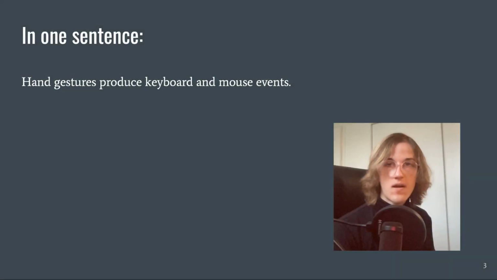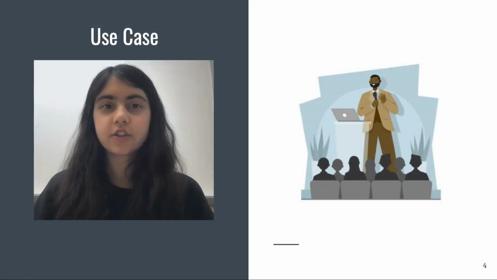To summarize our app in one sentence, it would be that hand gestures produce keyboard and mouse events. This means that I can control my computer just by pointing my hands at my webcam and making hand gestures. Jesture is an application that maximizes user engagement by allowing quick and intuitive controls through hand gestures, which will allow you to control your computer even from a distance.